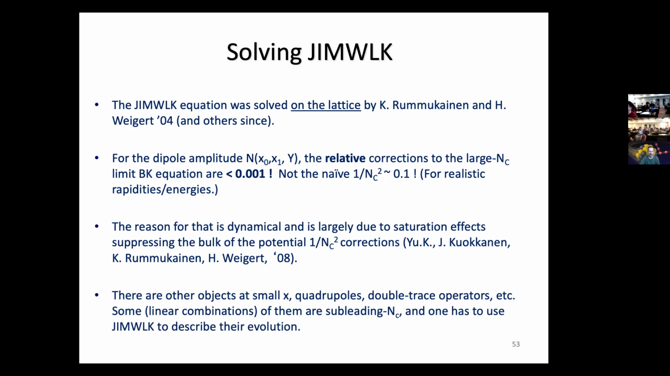Okay, so of course there are other observables, and I don't have the time to discuss them, like quadrupoles and double trace operators, etc. Some linear combinations of those operators are subleading in NC already at the leading order. They're just subleading in NC, and then one needs to use JIMWLK evolution to study them. Anyway, bottom line is, if this was a little confusing, there is a JIMWLK equation which is functional and complicated, but this is the one that tells us how to evolve in x beyond the large NC.